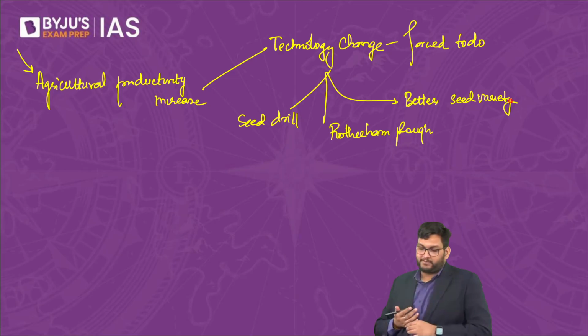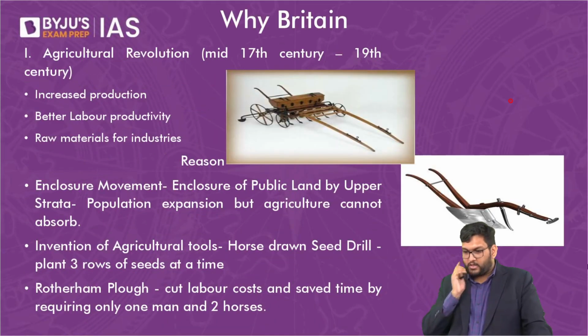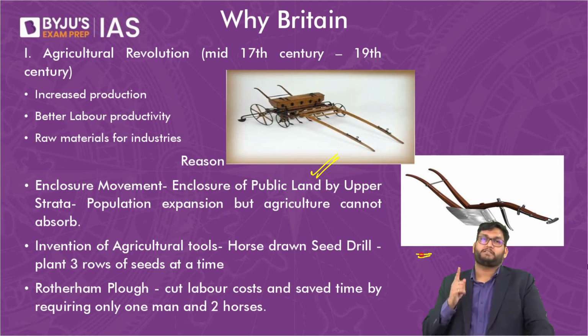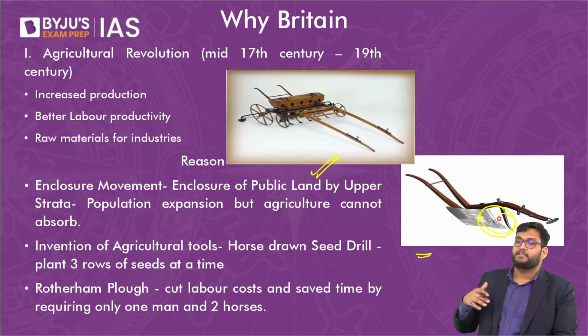Now, very simply, I'll show you these things, give me 1 second. This is a seed drill. What it basically does is, it can sow seeds in 4 rows at one go. So you don't need a lot of labor for this. And this is called a Rotherham plow. With 2 horses and 1 man, you can now plow the soil which was very heavy, which previously would need, for example, 3 to 4 labor. It has an iron tip here, so it makes it very easy to plow heavy soil.